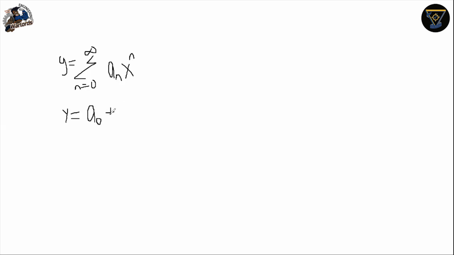Then you say plus a1, because you reach 1 now. You put 1 into this. So it's a1 x, then plus, you reach 2 now when n is equal to 2, because you're going up to infinity. So it's a2 x squared. Then we have plus a3 x cubed. And we have plus, and it goes on and on and on, right?